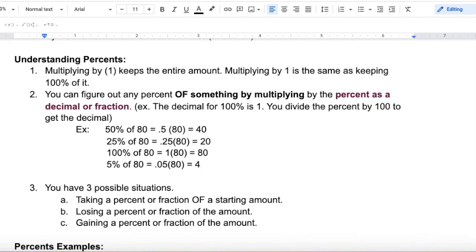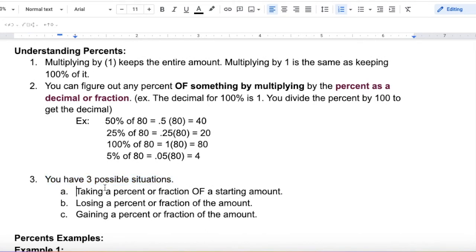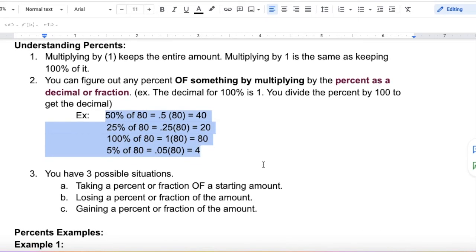All right, so with exponential functions, you're going to have 3 possible situations. You might be taking the percent or fraction of a starting amount, and that's what we did here. We were just taking our starting amount and saying what is 50% of it, what is 25% of it, and so on and so forth. However, you could also be losing a percent or fraction of the amount or gaining a percent or fraction of the amount. So let's do examples for all of them so that you understand.